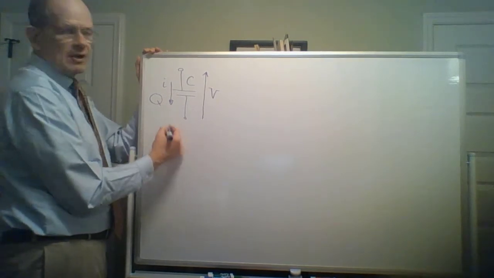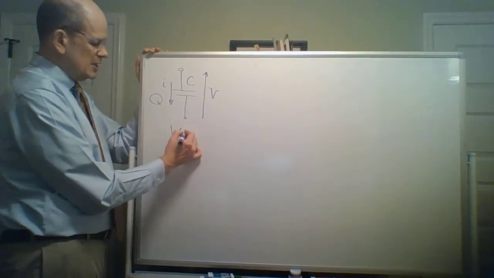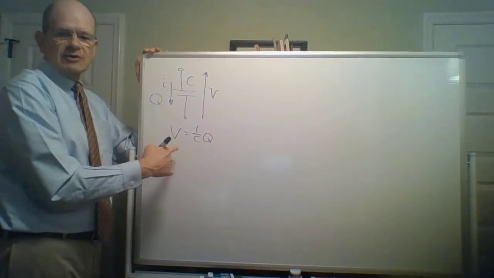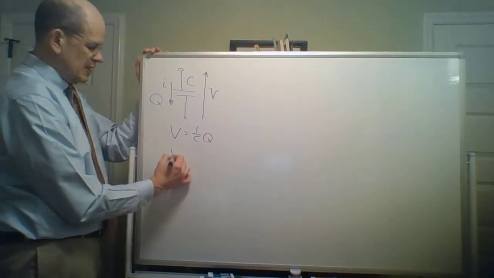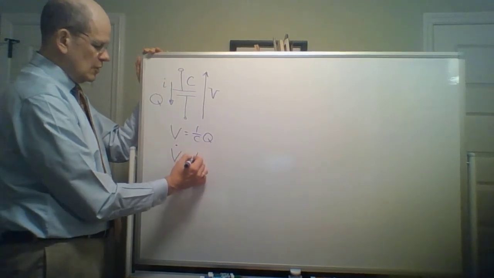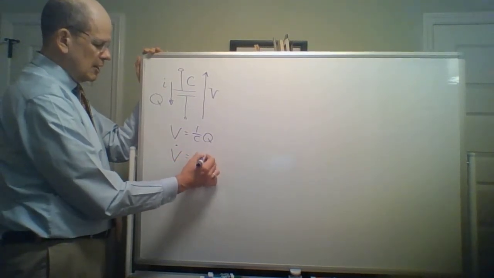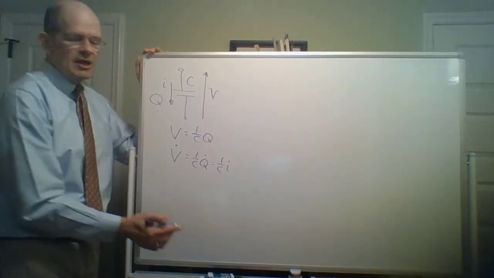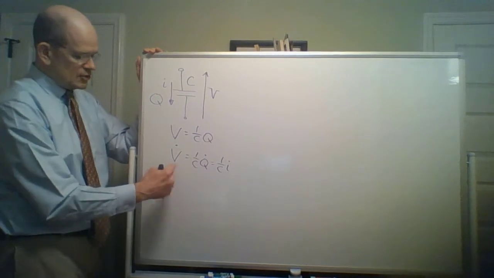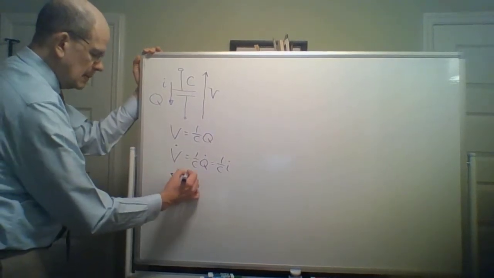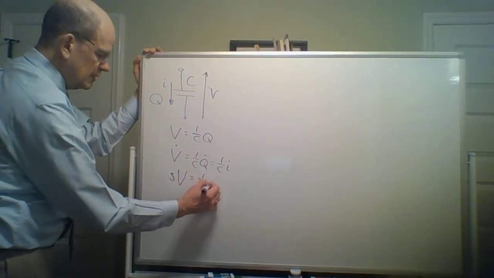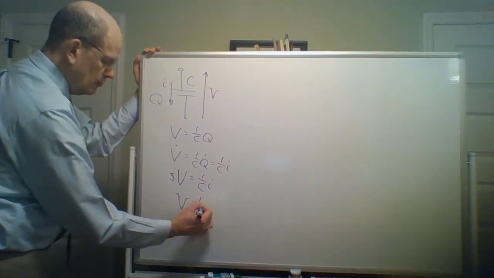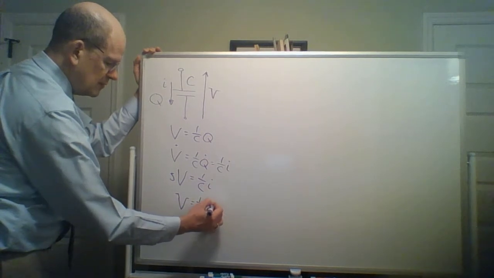Now we know the fundamental equation for a capacitor is V is 1 over C times Q. And if we take the derivative of this equation, we get V dot is 1 over C Q dot, which is 1 over C times I. If we now apply the Laplace variable to this equation, we get SV equals 1 over C times I, or V equals 1 over CS times I.